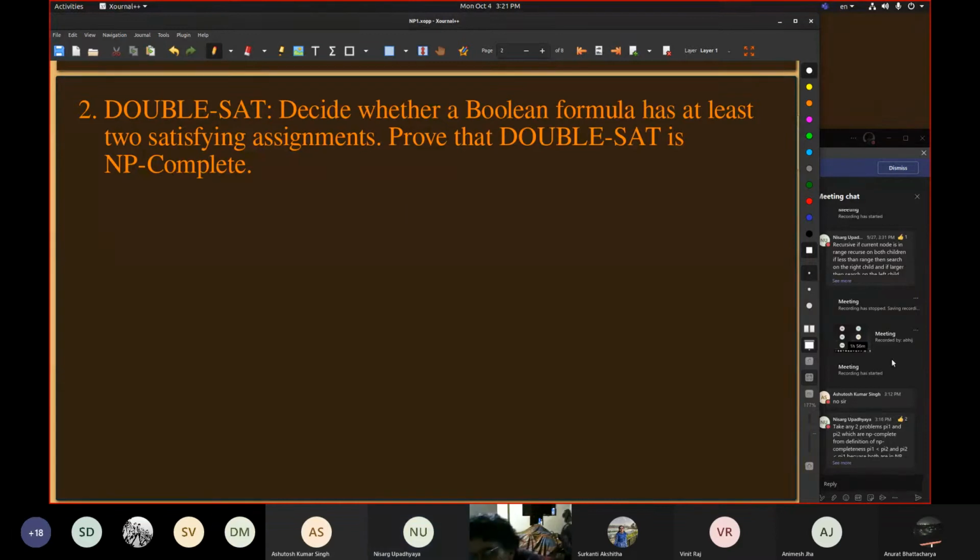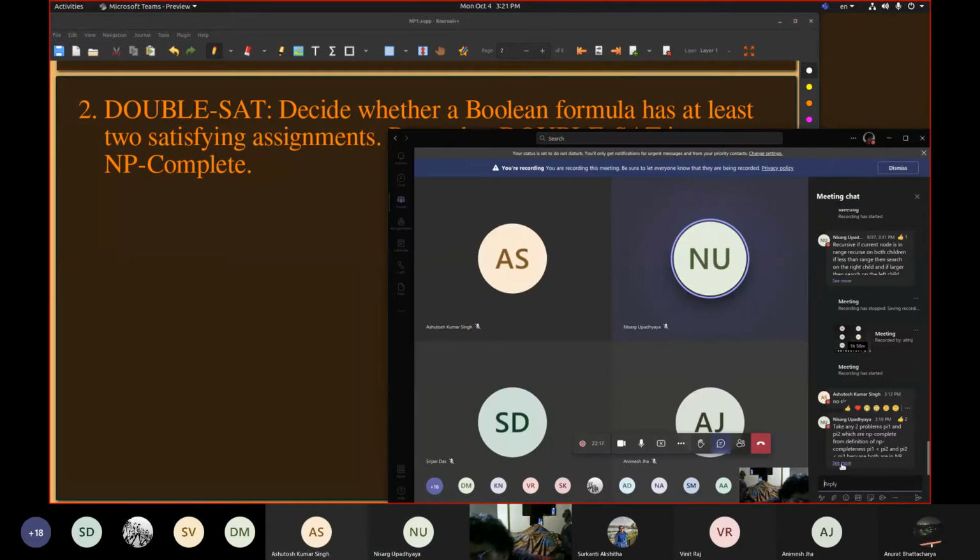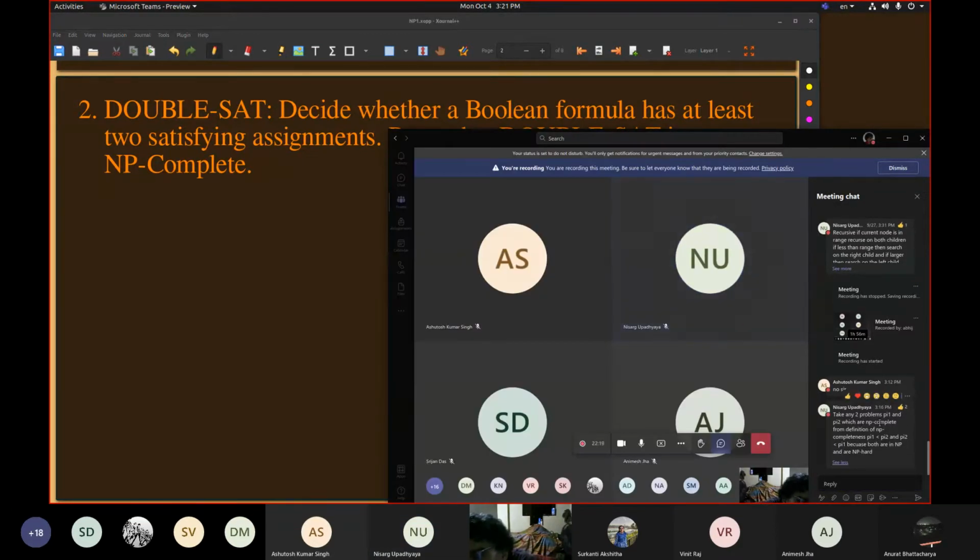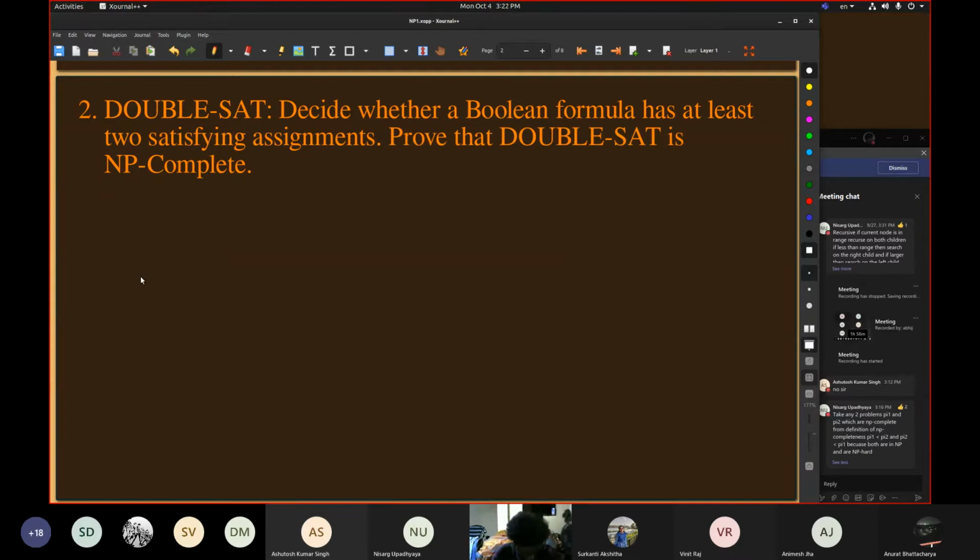Okay, so I will elaborate on this, but let me see some. Take any two problems, pi 1 and pi 2, which are NP complete from definition. Okay, fine. So this was the earlier question. Fine. Okay, so now there is a suggestion. Before elaborating it, let me do one thing.